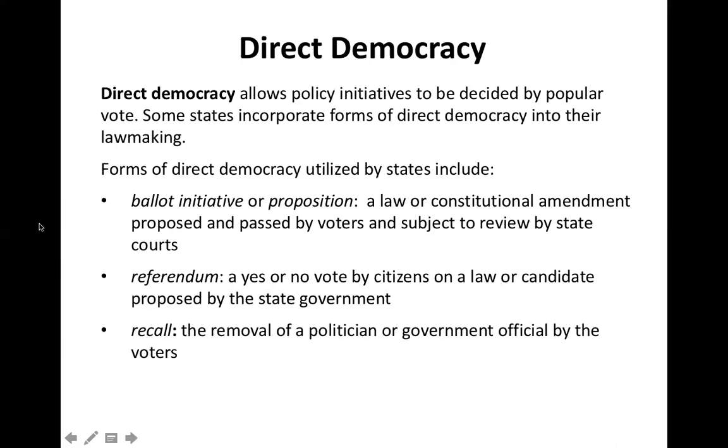All right, so we talked about different types of democracy. So we have the idea of direct democracy, and that is what we do here in California. That allows policy initiatives to be decided by popular vote. So we have propositions. We've all read those ballots that are a pain in the butt to read because we have to figure out what the propositions mean. We have referendums where we can say yes or no on a law. So proposition and referendum are similar. And then recall is the removal of a politician.